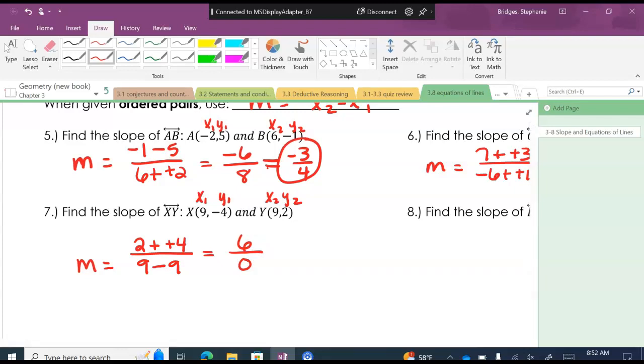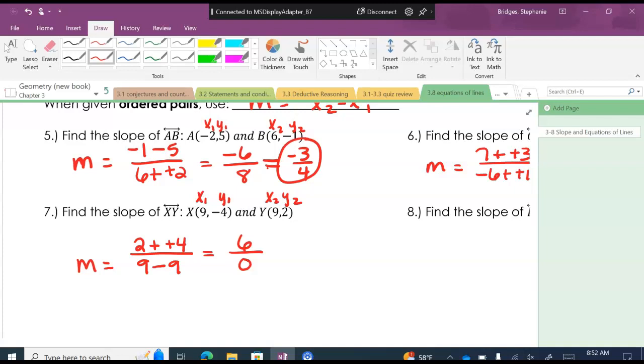Everybody listen to this. 6 over 0 means 6 divided by 0, correct? Zion, you have a calculator right there, right? Do 6 divided by 0 for me. Oh, it's just 0. No, do it in the calculator. Error. You get an error message. Can you take this and divide it into 0 parts? No, you cannot divide by 0, okay?